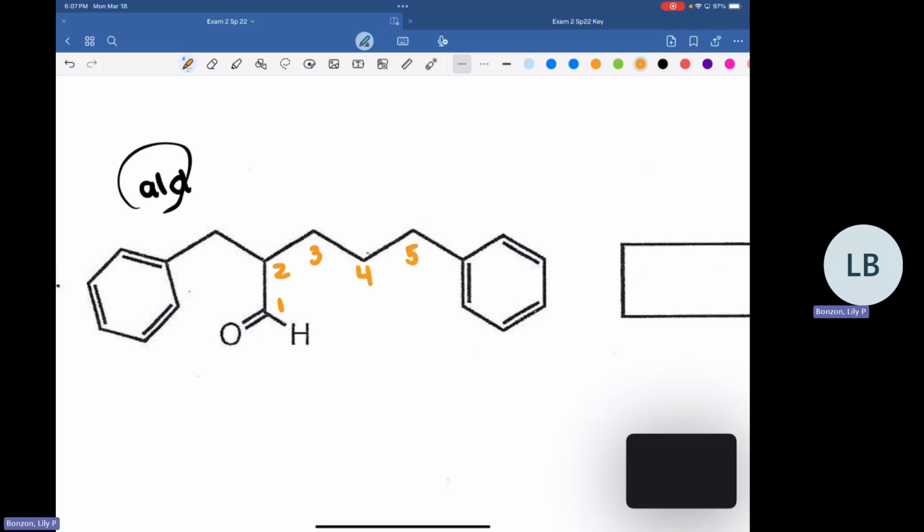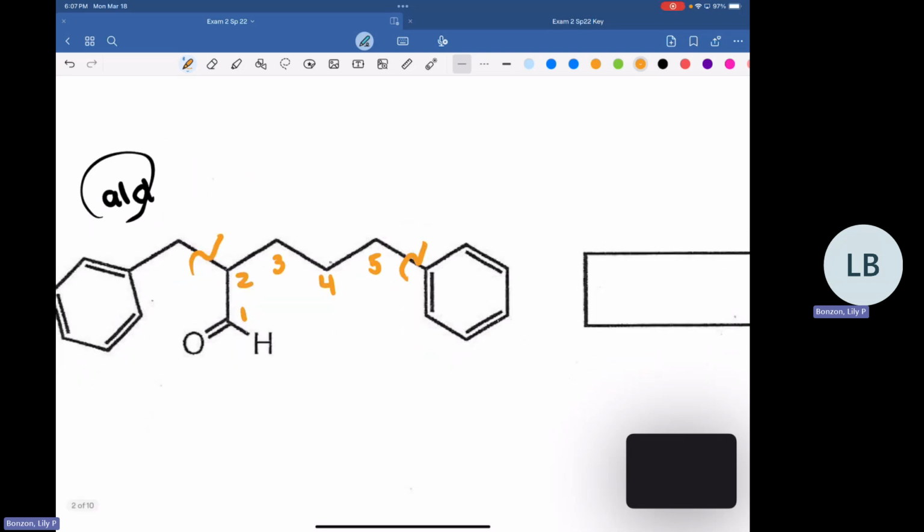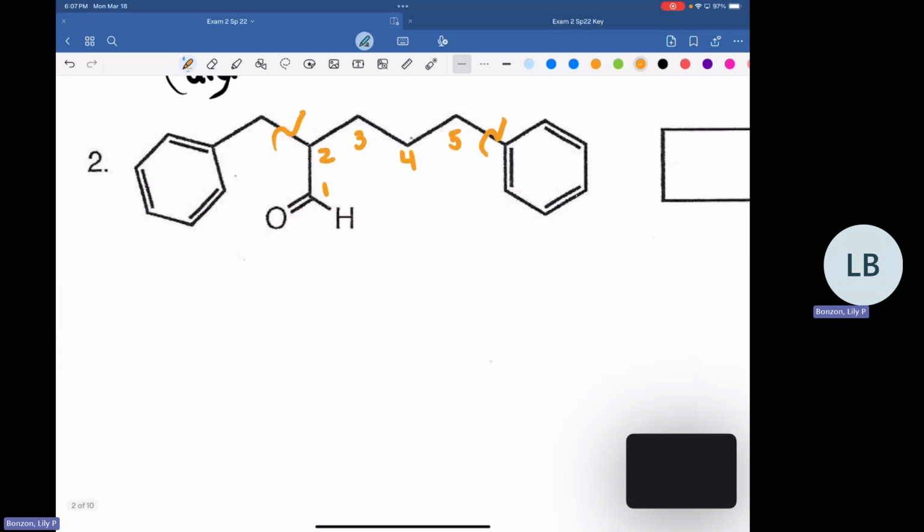And the benzenes are going to be substituents. So you're not going to start numbering onto the benzene ring. You're going to treat the whole benzene ring as a substituent. So for our parent name, we have a 5-carbon chain. So that is going to be pent, what is called the root of the word.